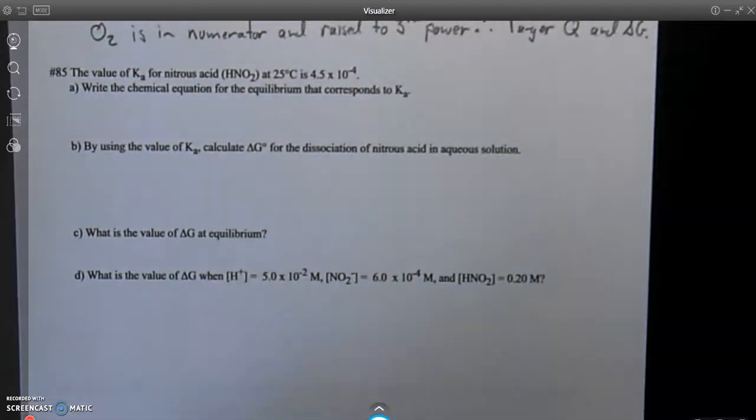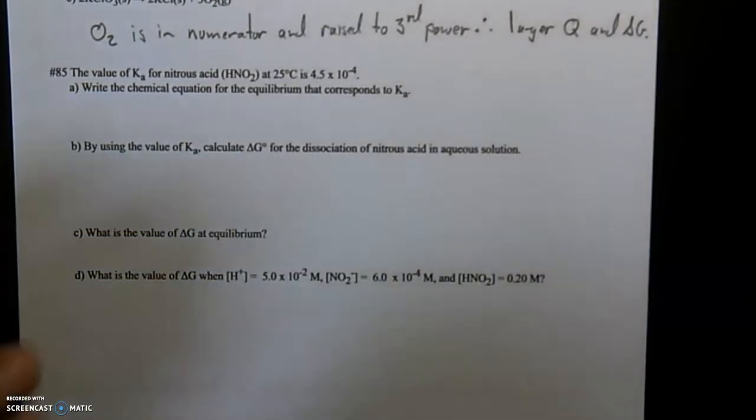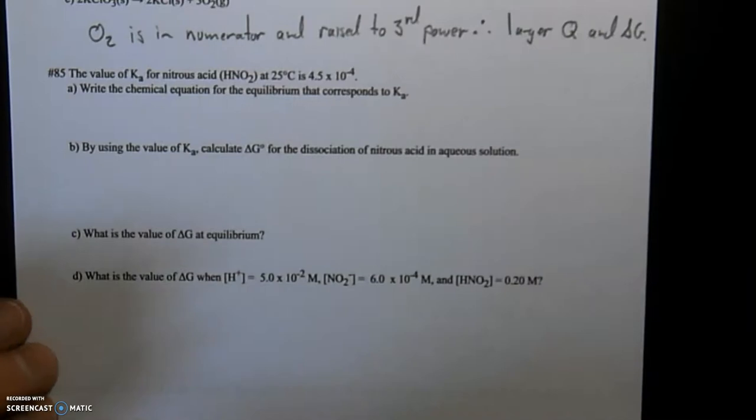All right, here is our last lecture for chapter 19. We are on number 85. Looking at this one, starting it off, in case you missed it, it's sort of back equilibrium. The value of Ka for nitrous acid is that. So we have a K value. Write the equilibrium expression for Ka.